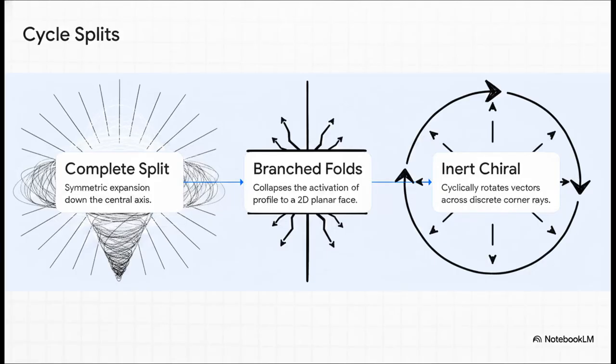And we can see this mechanic enforce the rules perfectly across 3 distinct cases. First, the complete split. This drives uniform states symmetrically, straight down the central axis. Second, we have branched folds. This actually completely shuts down one coordinate channel to protect the boundary, which collapses the profile onto a 2D planar face. And third, inert chiral states. These deploy a global cyclic rotation, literally forcing the vector to clip those discrete corner rays.